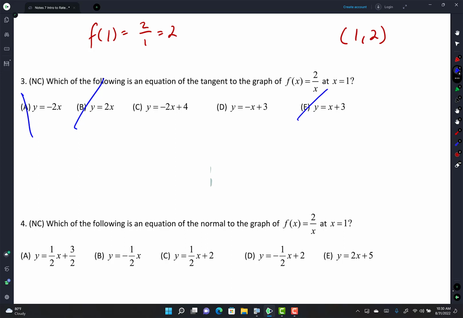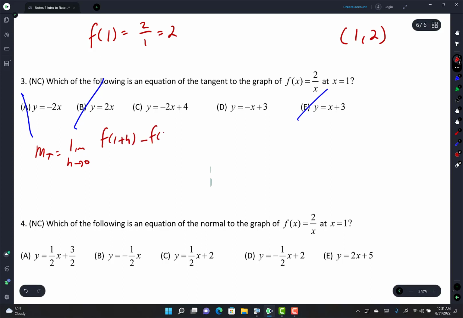Okay, here we go, guys. I need to find my slope. My tangent slope is the limit as h approaches 0 of f of 1 plus h minus f of 1 over h. You guys already know what I'm going to write. Don't be a robot. It is the same formula over and over again. Make sure you know where it comes from. Are we okay? All right.